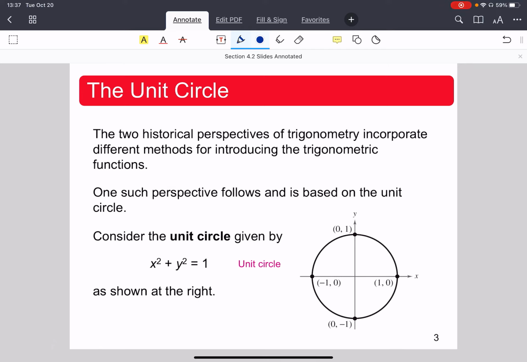The two historical perspectives of trigonometry incorporate methods for introducing the trig functions. One such perspective is based on the unit circle. So we consider the unit circle to have a radius of 1, and it's represented by the equation x squared plus y squared equals 1, where x and y are x and y coordinates. And then the center of this circle is going to be right here in the middle, (0, 0). So we're going to be using this for our trigonometric work.